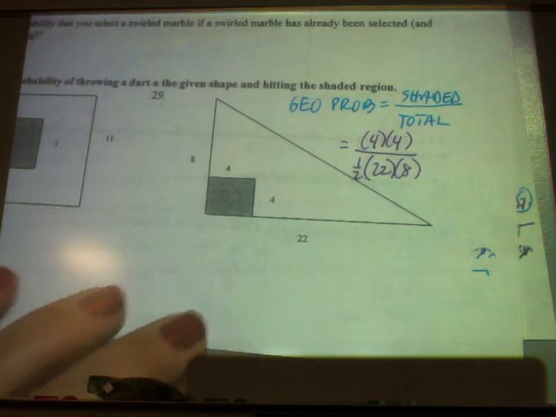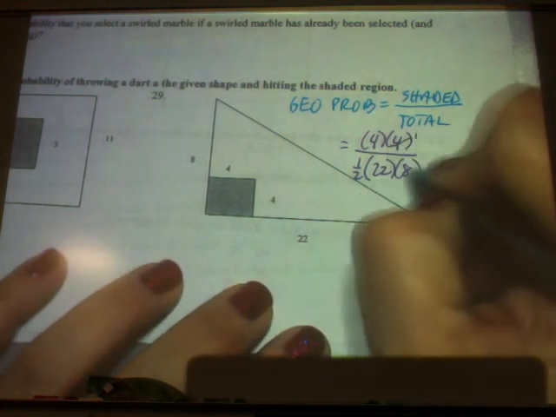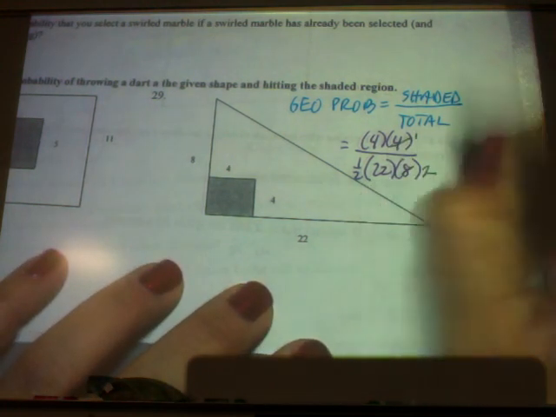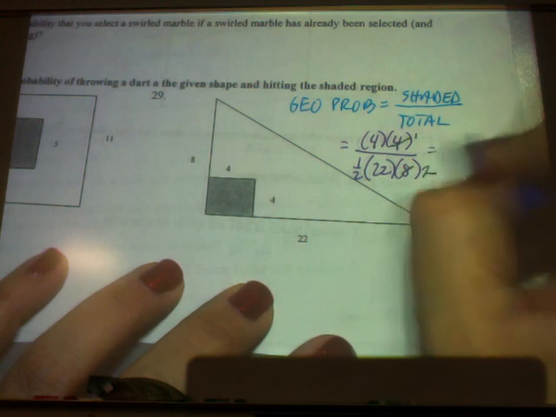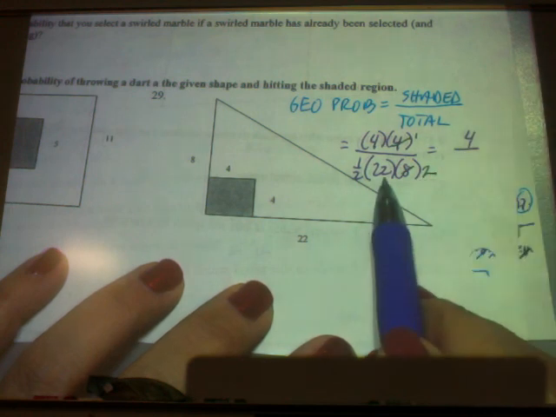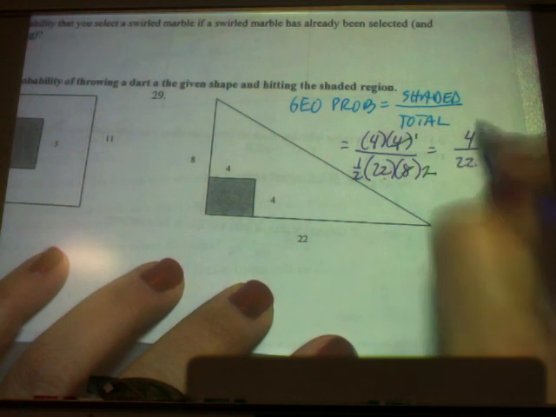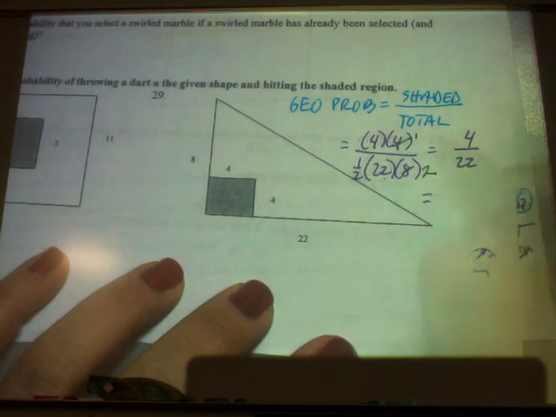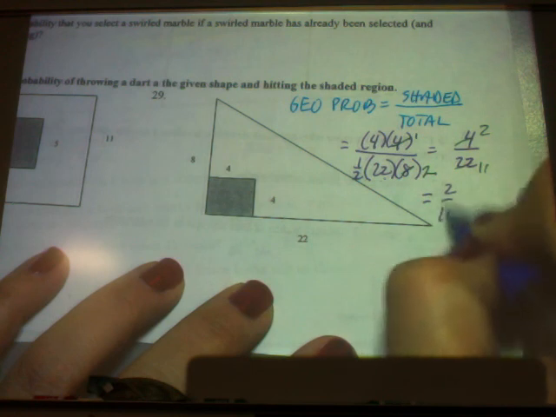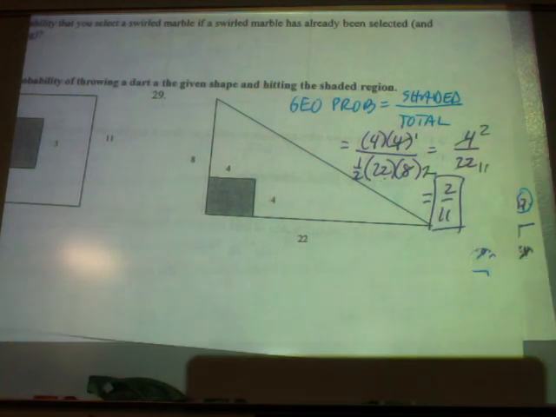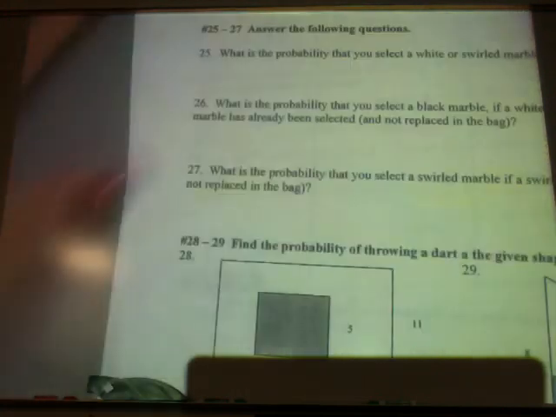So I end up with, can't I cancel this 4 into the 8 twice? And there's a reason why I'm not going to cancel the other. I've got 4 over, what's half of 22? 11. What's 11 times 2? 22. Reduce that, what do you get? 2 11ths. So your geometric probability of shooting a dart and hitting that shaded region is 2 out of 11. You do the same thing for number 28. And then one last one real quick.